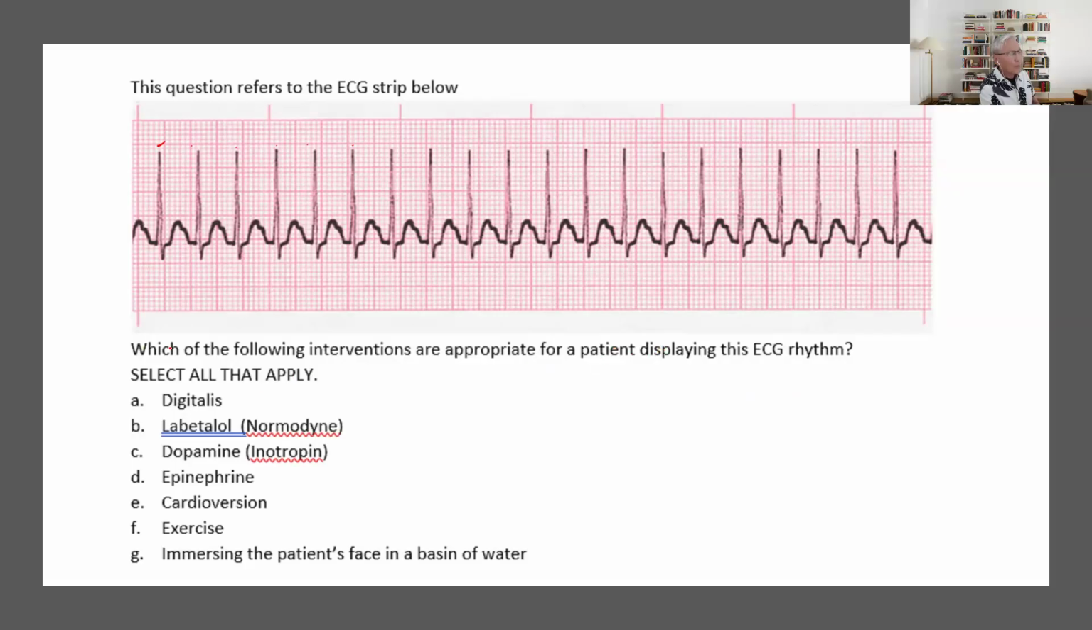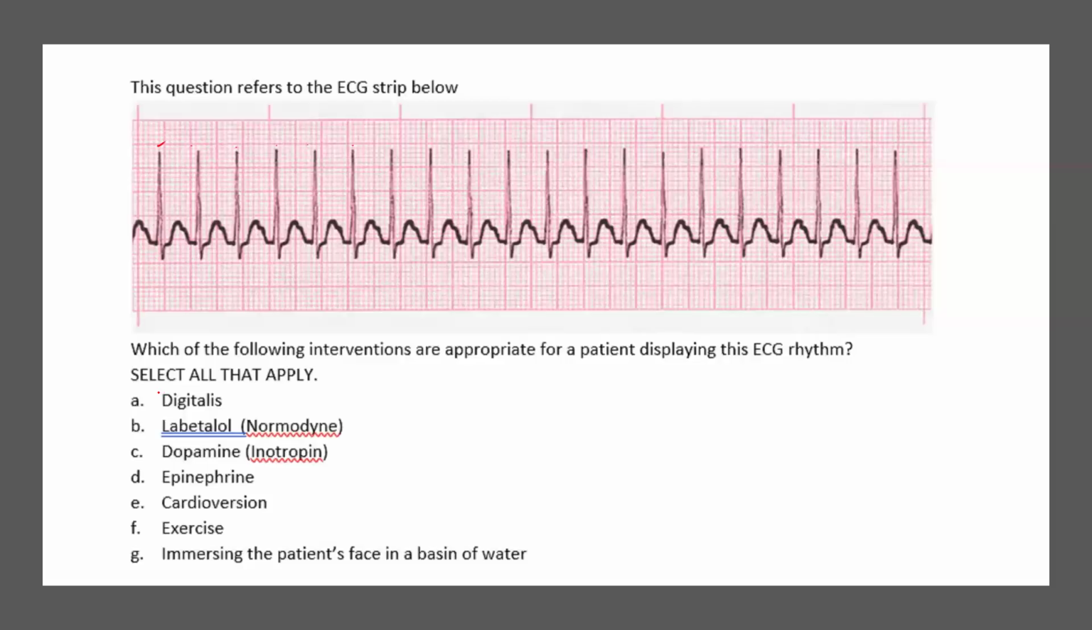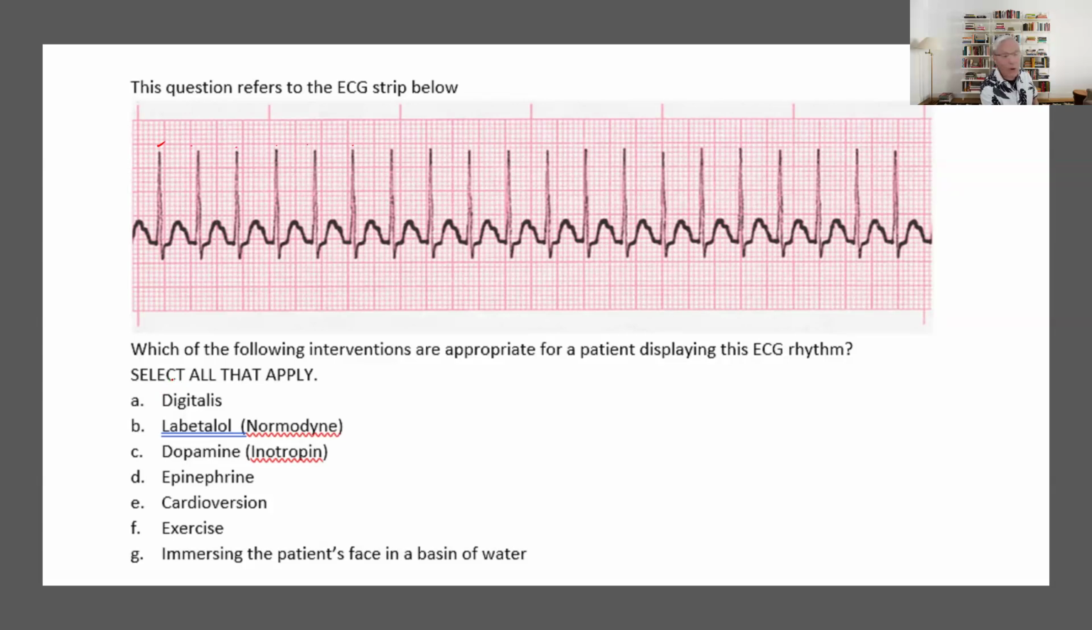All right. So would digitalis work for this patient? What is the action of digitalis? Slows down heart rate. It's a negative chronotropic agent. So yes. How about labetalol? It's a beta blocker. Beta blocker, yes.